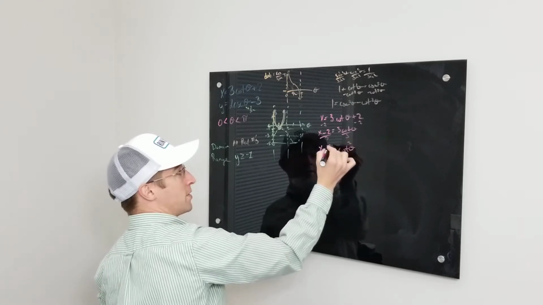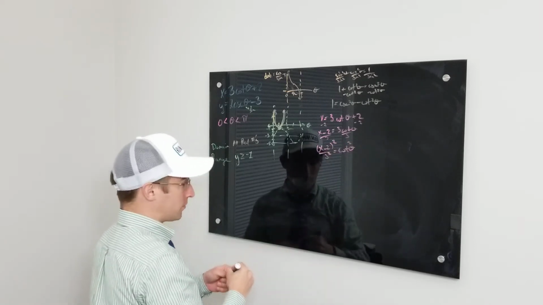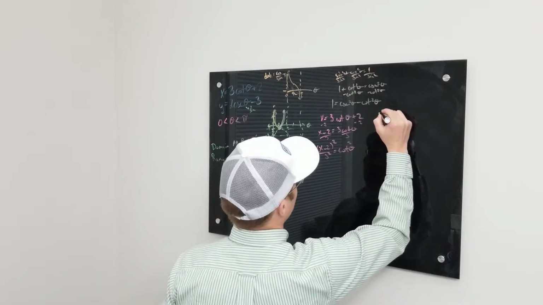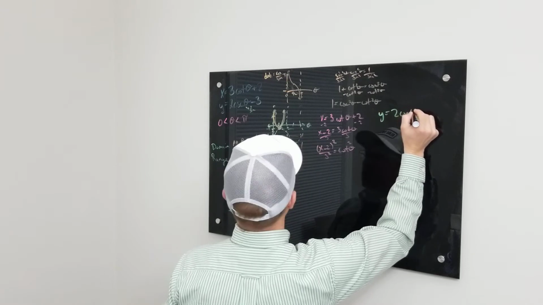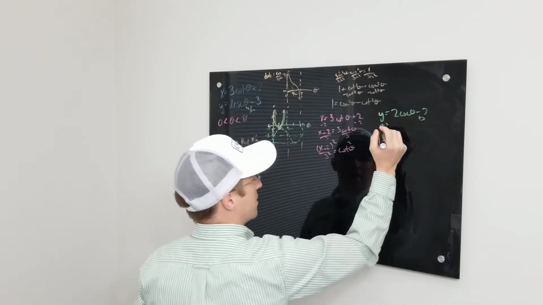We're going to square both sides. Square the x minus 2, square the 3. Do the same with the y's. We have y equals 2 cosecant theta minus 3. We're going to add the 3 because we're solving for cosecant theta.